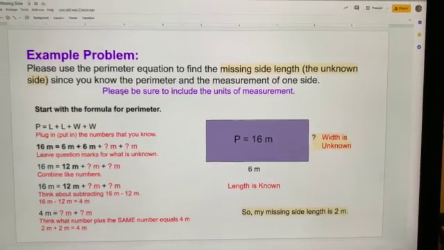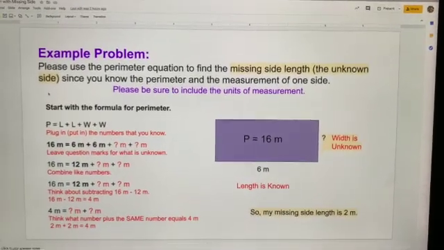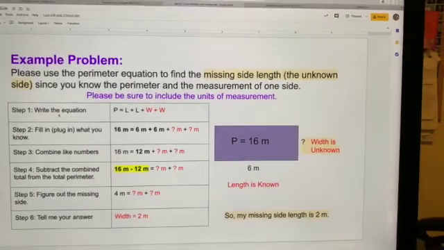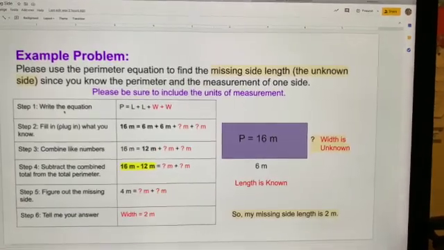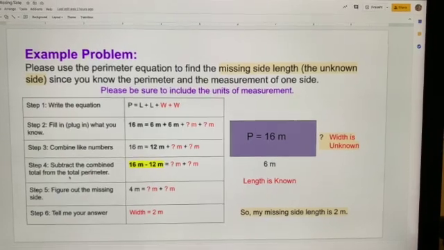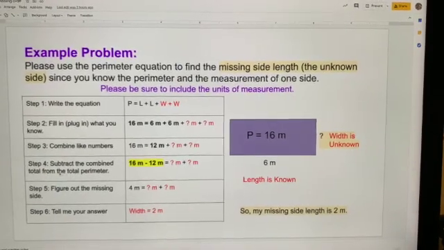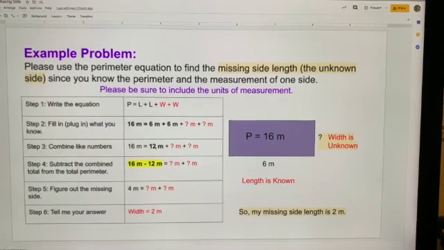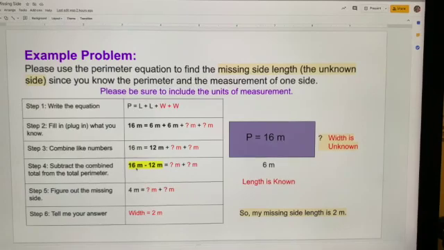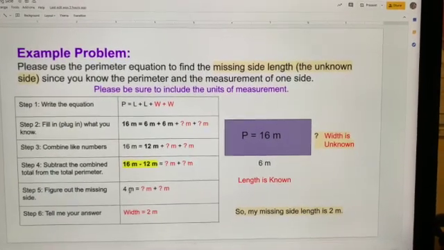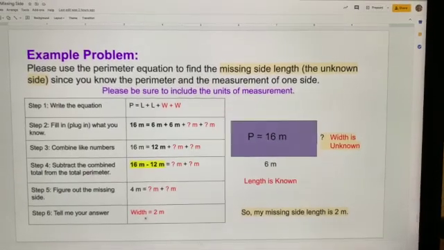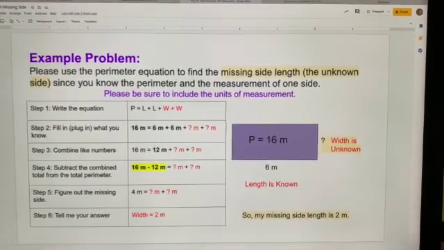So then I showed you this and gave you directions, but then I showed you how to set it up. So this is how your page is actually going to look. I put the steps on the side: write the equation, fill in what you know, combine like numbers, subtract the combined total from the total perimeter. So you're taking what you had over here, this 12, and you are subtracting it from the total perimeter. That left us with 4, and then you had to figure out what the question marks were, and ended up finding out that our width was 2.